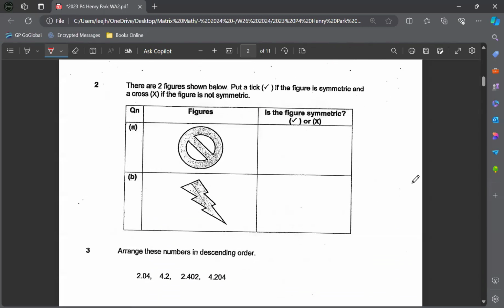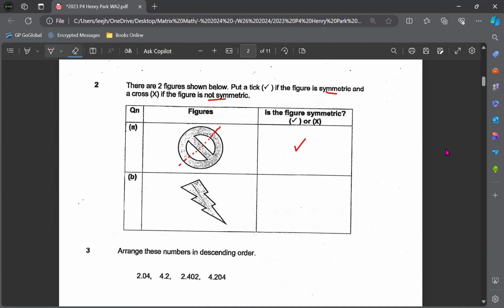And question 2, there are two figures shown below. Put a tick if the figure is symmetric and a cross if the figure is not symmetric. Symmetric means what? It means that if you cut it into half, it will have the same shapes for both sides. So definitely is this one. This will be symmetric because if you were to cut like that, you can see both sides are equal. And even if you cut this way, also can. They are also symmetric. Can you see?